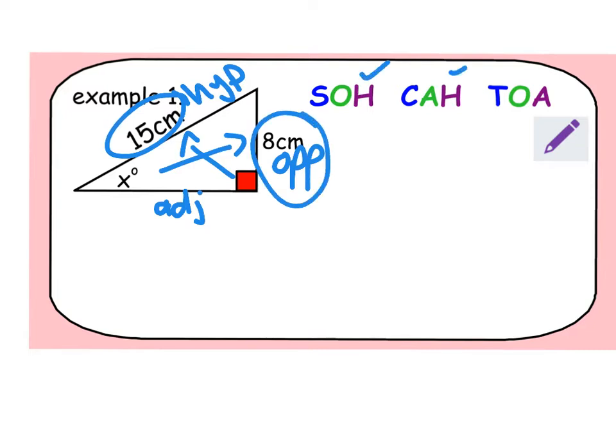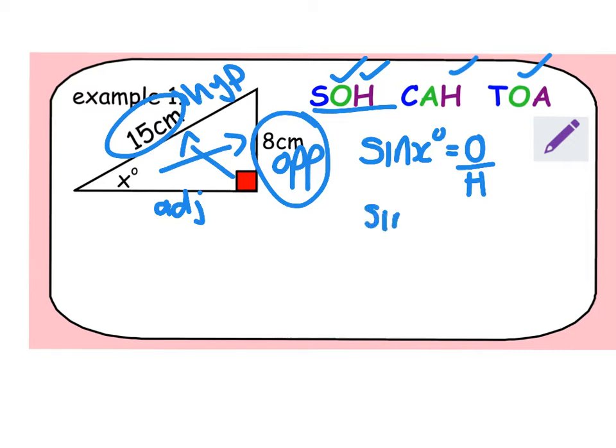So hypotenuse and opposite, and we'll see that this is going to be the sine formula. Always write the formula out first. So it's sine of your angle equals O over H. Now this time we don't have a number to put in for the angle, so we're going to leave it as x. So sine of our angle equals, now it's very important you get these numbers the right way.